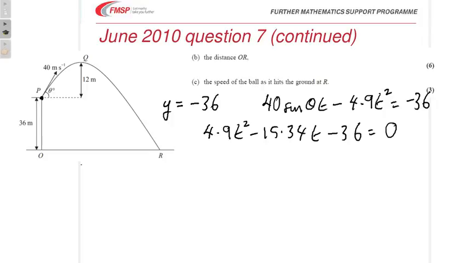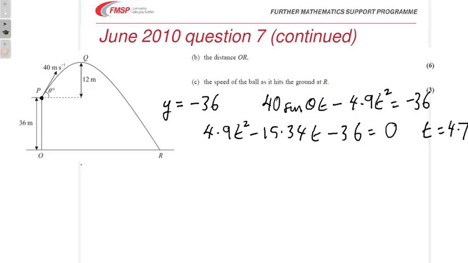Solving that using the formula, or if you're lucky enough to have it on your calculator, using the relevant button, or the relevant mode, I should say, we get t equals 4.7 seconds. That's the only positive value of t. That gives us the time.